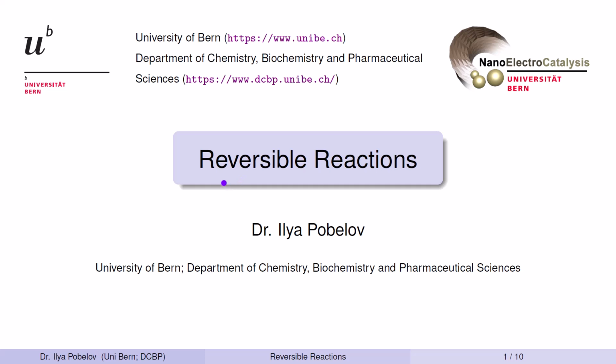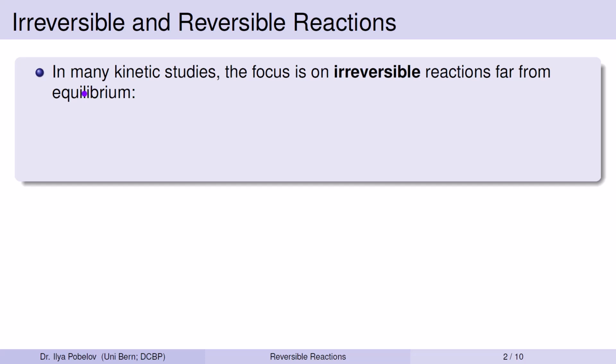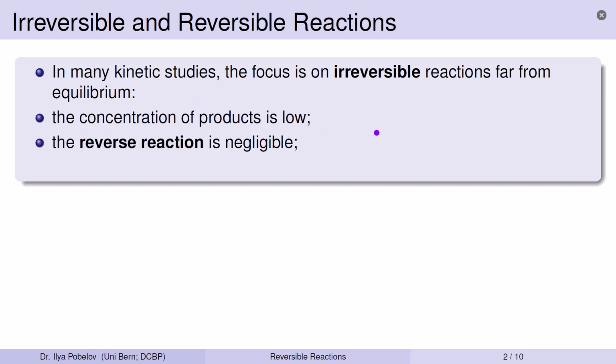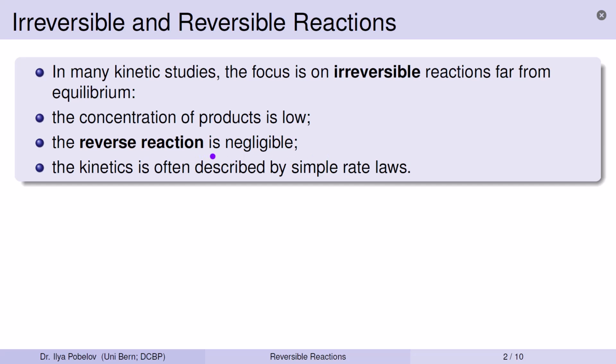In this module, we will explore reversible reactions and their significance in chemical kinetics. In many kinetics studies, the focus is on irreversible reactions far from equilibrium, where the concentration of products is low and the reversible reaction is often negligible. The kinetics of such processes is often described by simple rate laws, which we have discussed previously.